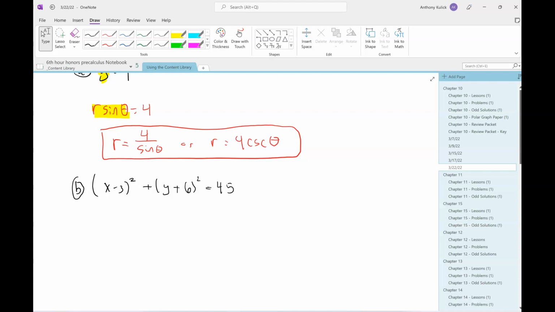That's a great idea. Let's FOIL that out, right? So when I FOIL this out, what do I get? I get x squared minus 9 plus x squared plus 36 equals 45, right?